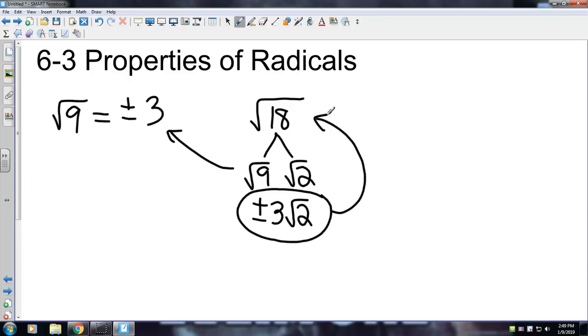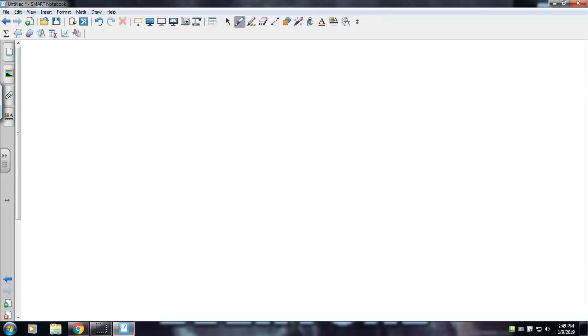So let's do a couple of examples now that I've introduced that to you. What I would suggest is in the margin of your paper when you do your work, when you take your quiz, when you take your test in this chapter, I would list the perfect squares. What I mean by that is 1 times 1 is 1, 2 times 2 is 4, 3 times 3 is 9, 4 times 4 is 16, and so forth.